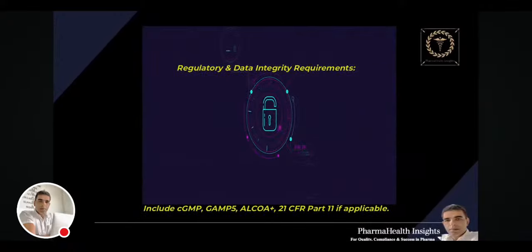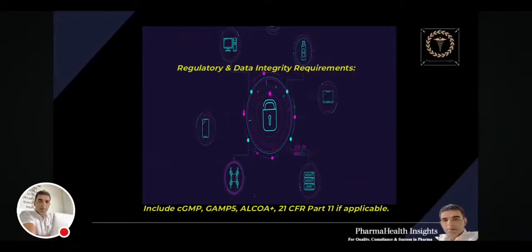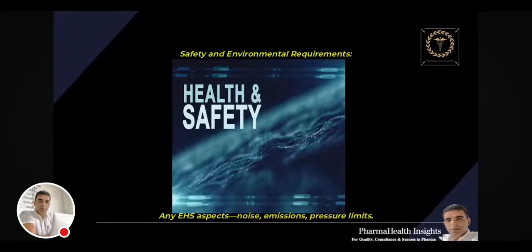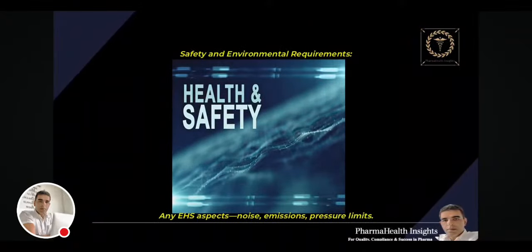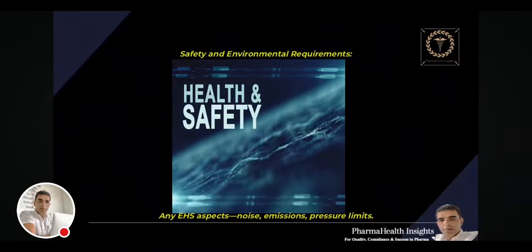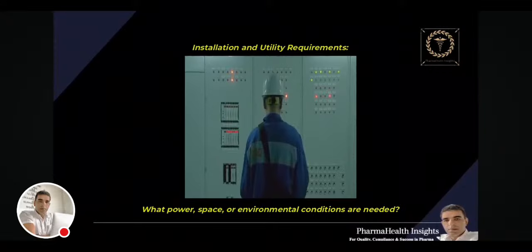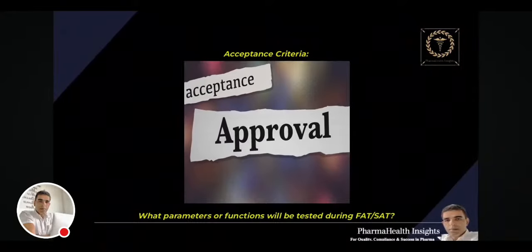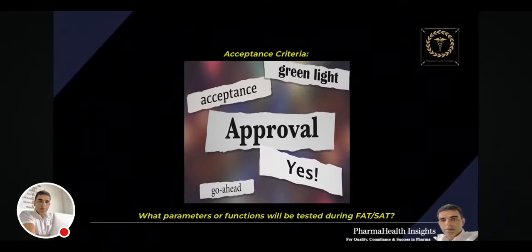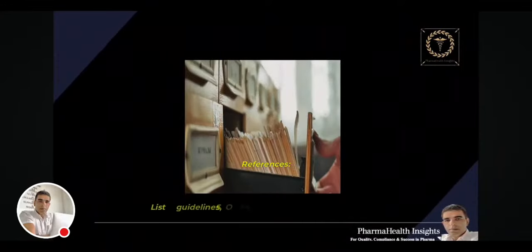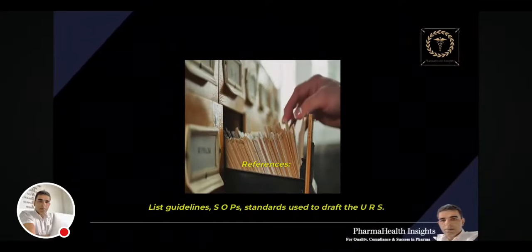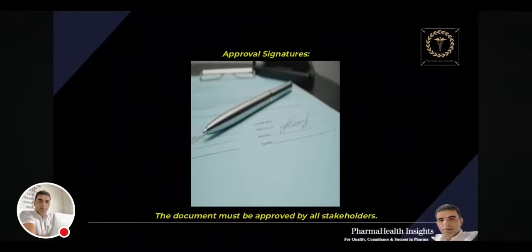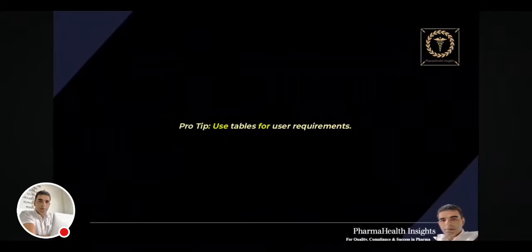Regulatory and data integrity requirements include CGMP, GAMP5, ALCOA Plus, 21 CFR Part 11 if applicable. Safety and environmental requirements, any EHS aspects, noise, emissions, pressure limits. Installation and utility requirements, what power, space, or environmental conditions are needed. Acceptance criteria, what parameters or functions will be tested during SAT. References, list guidelines, SOPs, standards used to draft the URS, approval signatures. The document must be approved by all stakeholders. Pro tip, use tables for user requirements.